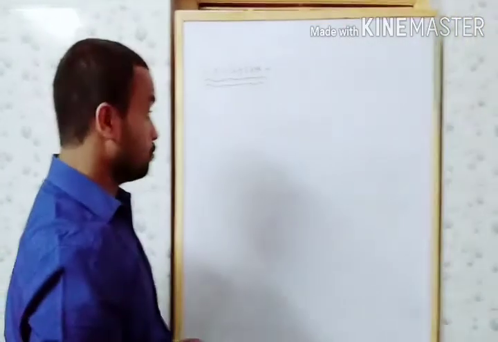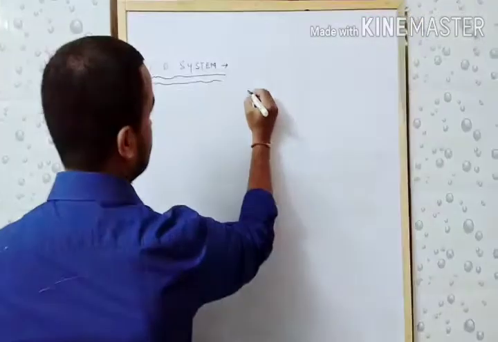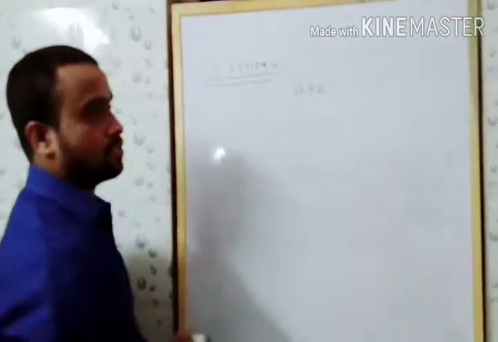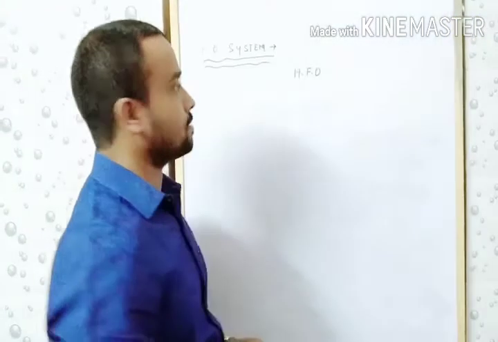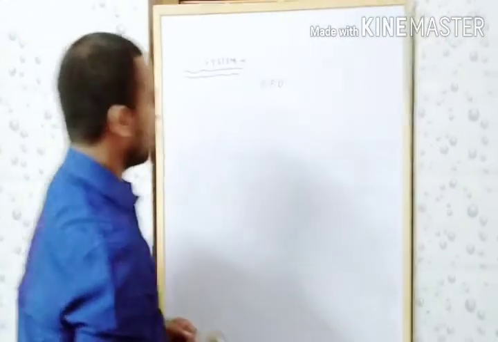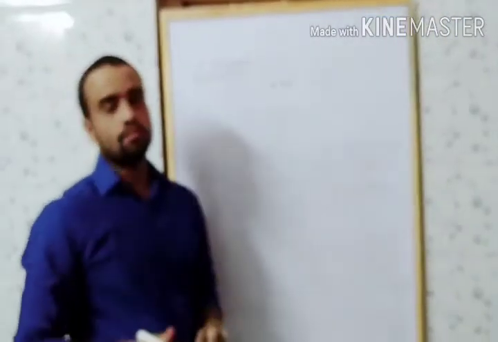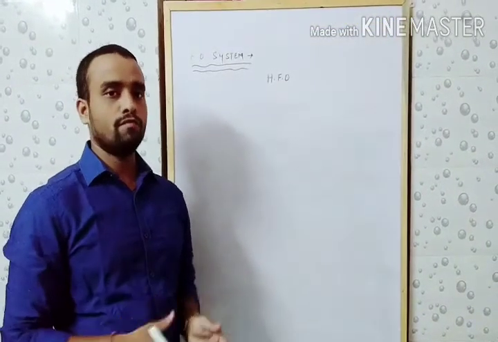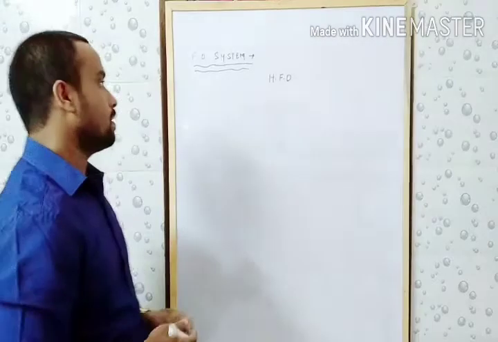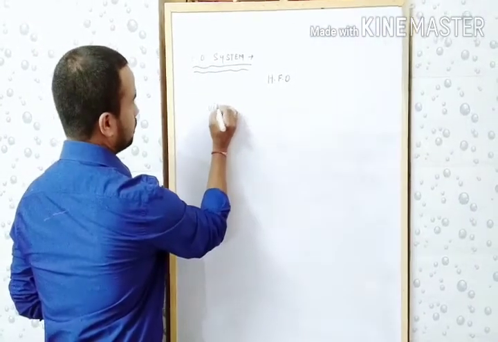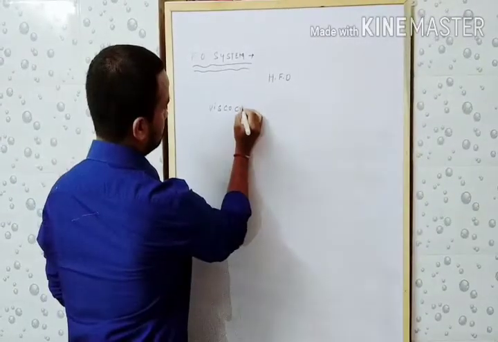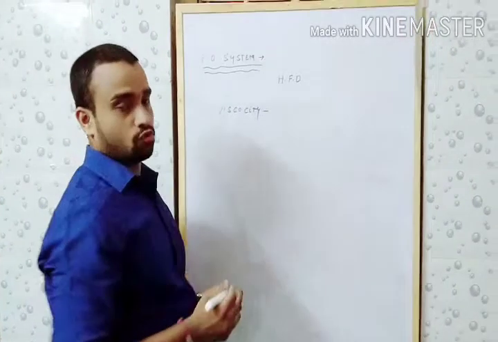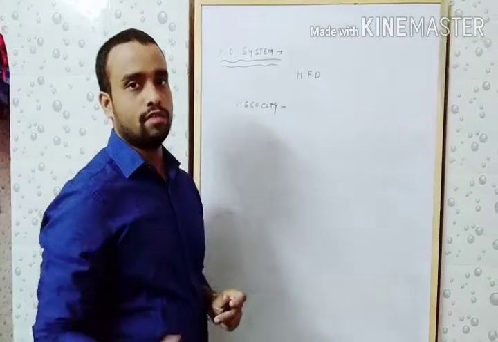Mostly heavy fuel oil is used in ships. It's known as HFO. It comes in different grades, depending upon the viscosity. Viscosity, as you know, is the property of a fluid at a particular temperature flowing from one direction to another. It comes in different grades and different centistokes. Centistoke is the unit of the viscosity.